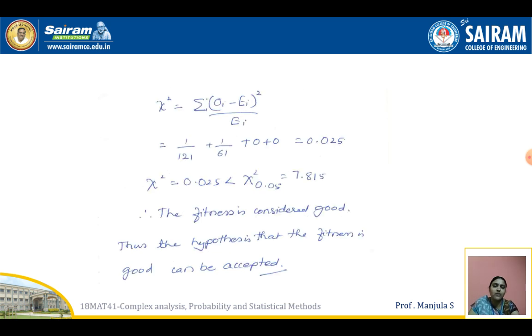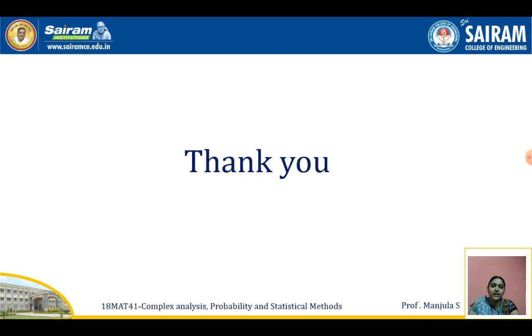Now with the help of this, write the chi-square formula and substitute all the values. We are getting the chi-square value 0.025. This value is less than the standard chi-square value at the 5% level of significance, that is 7.815. So the fit is considered good. Thus the hypothesis that the fit is good can be accepted. Thank you.